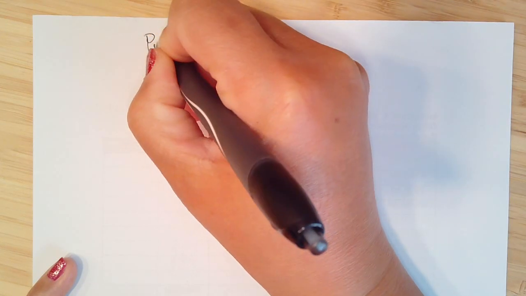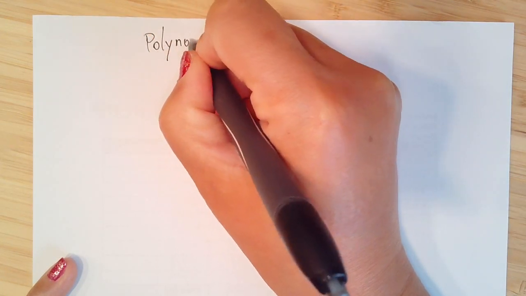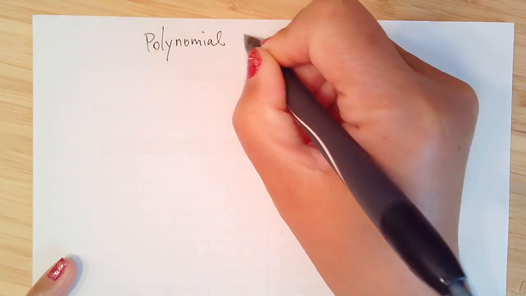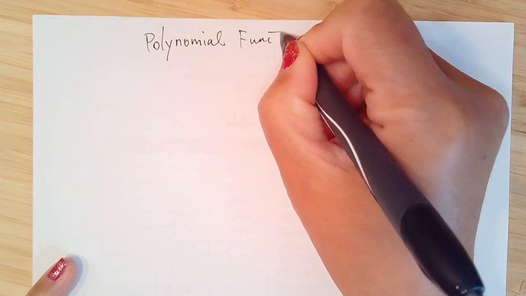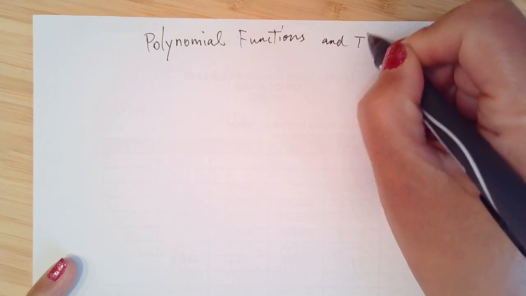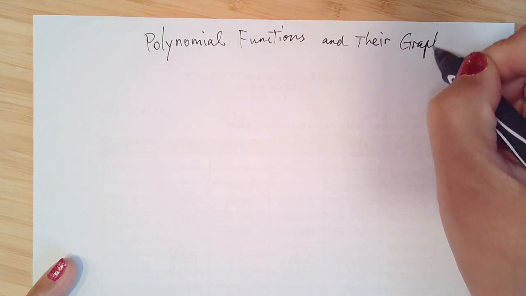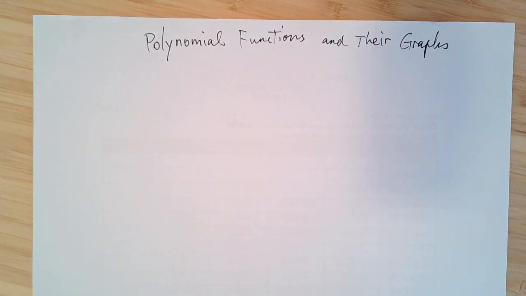Now we're going to talk about polynomial functions and their graphs. We just touch on it and understand some concepts. Poly means more, multiple, right? Polynomial functions and their graphs. Not too much, not too complicated.